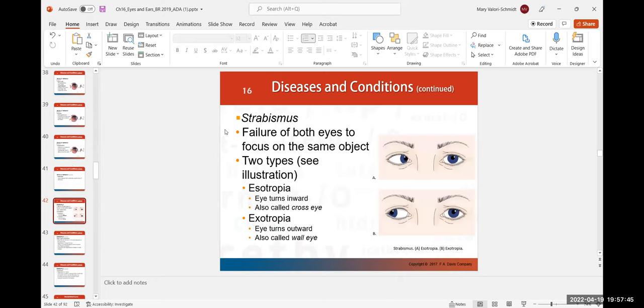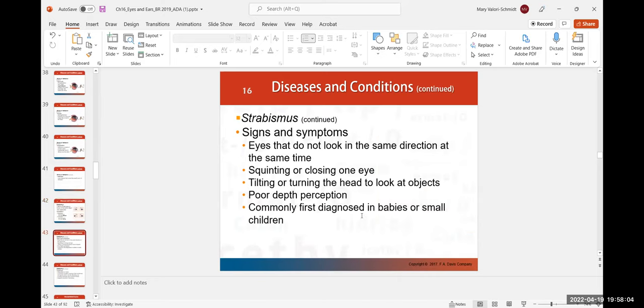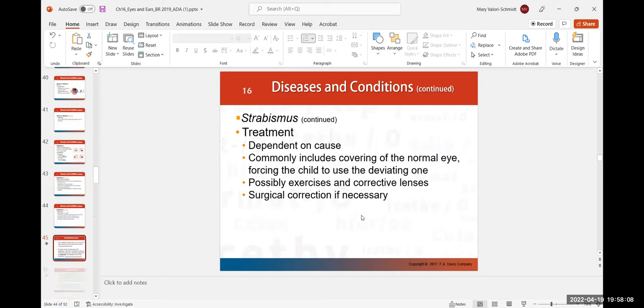And then we have strabismus. Got one crazy eye. One eye's looking one way and one eye's looking the other way. And it can be one of two things. It can be esotropia or exotropia. So if the one eye turns inward, it's esotropia. If the other eye turns outward, it's exotropia. Strabismus, that's what that is. You know, the eyes don't look in the same direction.